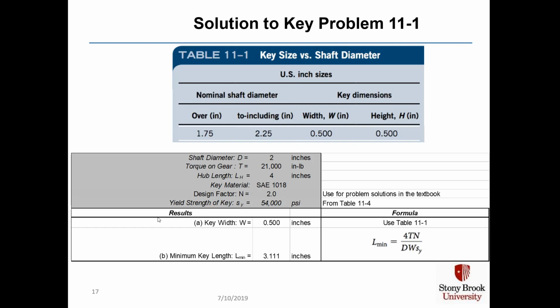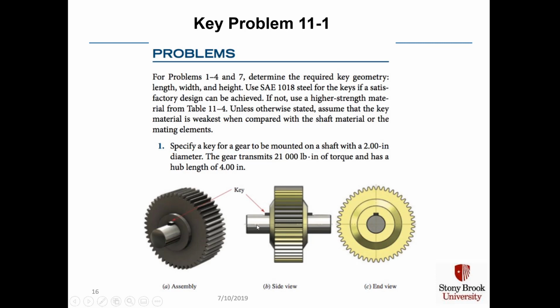factor N of 2. The minimum key length is then calculated as 4Tn divided by D times W times Sy, and it turns out to be 3.111 inches, which is a little less than the 4 inches of the hub. So in this picture, if you really went for the 3.11, you actually wouldn't see the key because that's less than this 4-inch distance here of the hub width. The key would be internal. Usually in key problems, people tend to round up. So if they get a number like 3.11, they tend to round up to the nearest commercially available length that's sold.